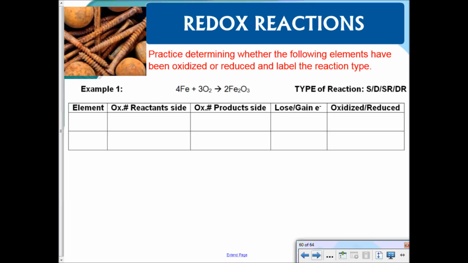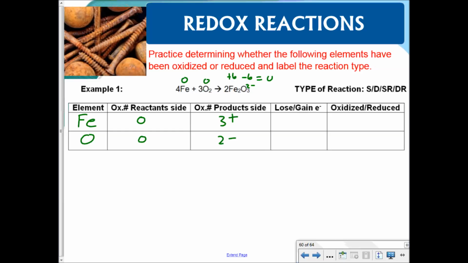So let's assign numbers to each one of these. You have iron and you have oxygen. So the oxidation number of iron is 0 on the reactant side, and for oxygen it's 0. Why? Because they're single elements sitting by themselves. On the product side, you know, oxygen is 2 minus. So that's -6. So this is +6. So the iron, 6 divided by 2, is 3 plus.